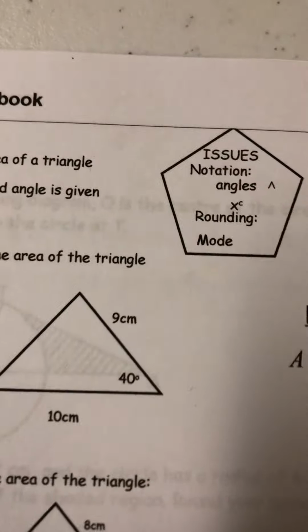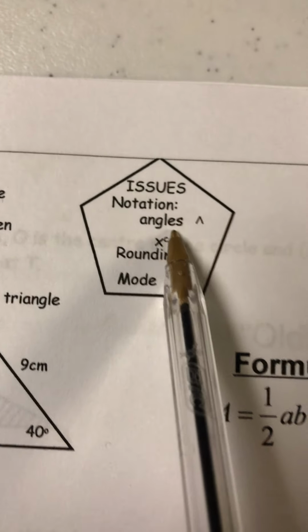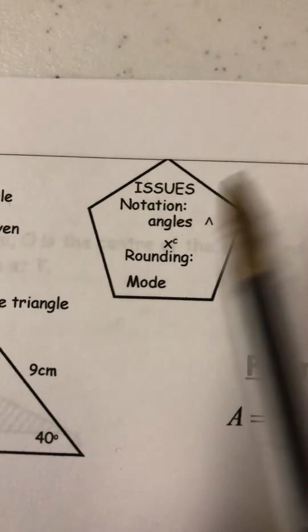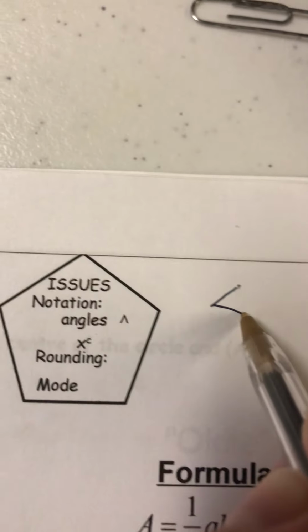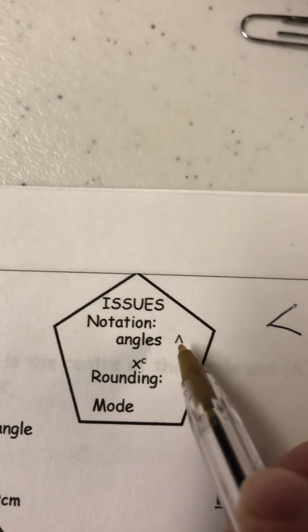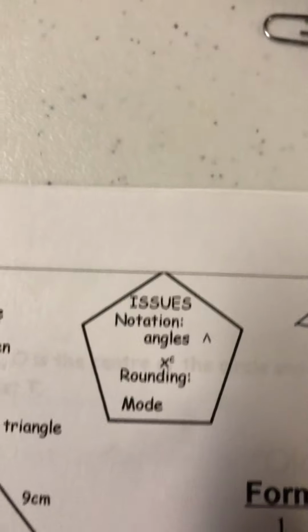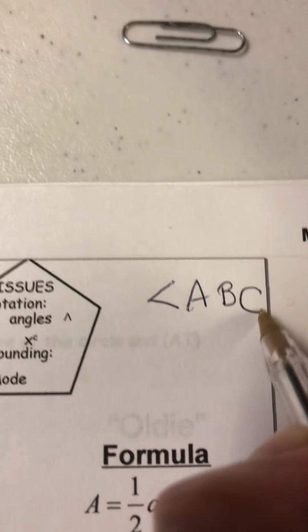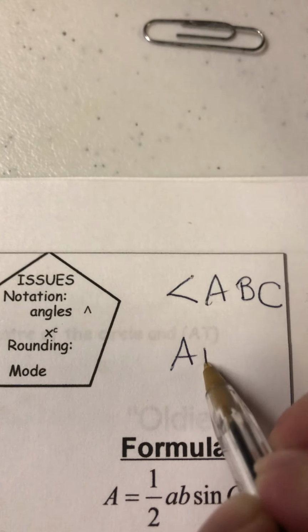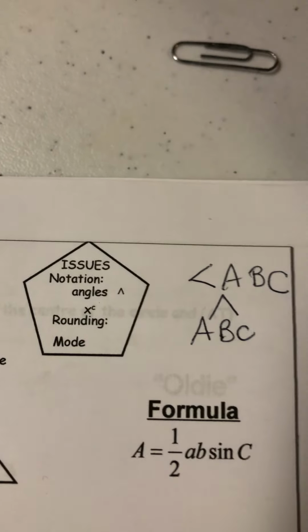A couple things, notation. IB notates angles in a slightly different way. Sometimes, instead of the angle notation that resembles the less than sign, they put what looks like a rotated angle on top of the vertex. So if we're talking about angle ABC, the IB also notates this as angle ABC, and they put the angle notation on the vertex of the angle B.